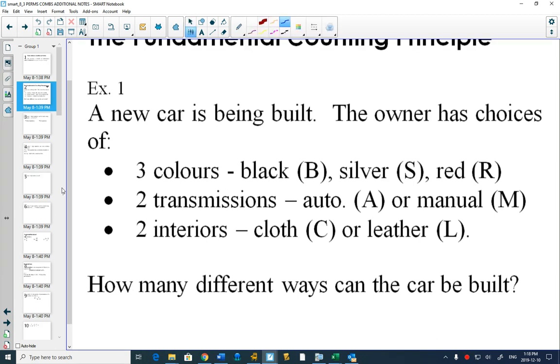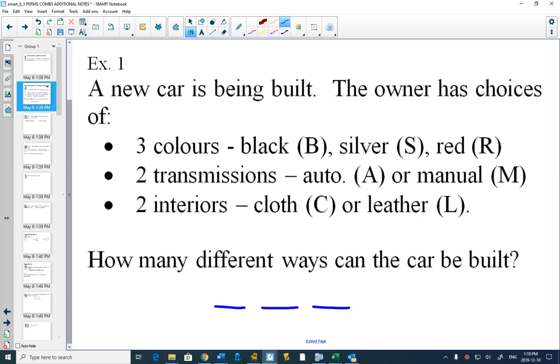Well, you have 3 decisions to make. Every time you need to make a decision, draw a space. Underneath those spaces, write color, transmission, interior. On the exam, they'll expect a little tiny explanation. It can be as simple as that. The marker will think, oh, they meant color, transmission, interior. How many choices of color? 3. How many choices? 2. How many choices? 2. 3 times 2 times 2, 12 ways. So this is the fundamental counting principle, where you can draw spaces to figure something out.